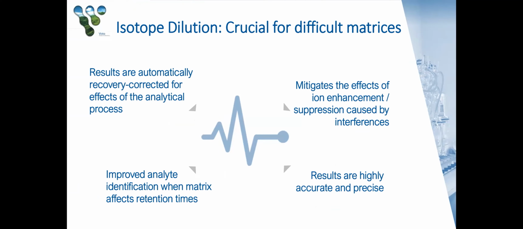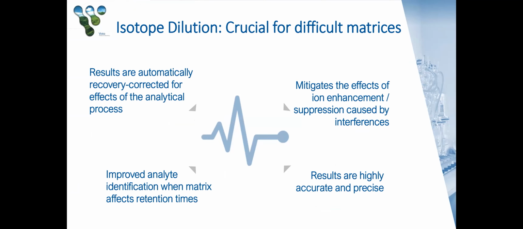So one of the best ways we can develop a robust method which can deal with these known matrix interferences is to use isotope dilution. I think many of you will know the principles of this, as it's widely used across research and regulation. However, I'll go through some of the benefits to a matrix like biosolids.